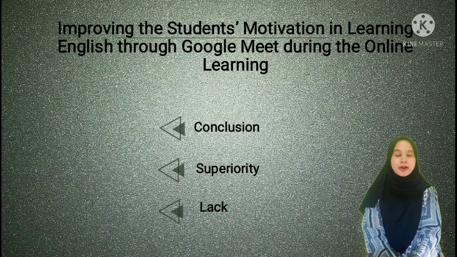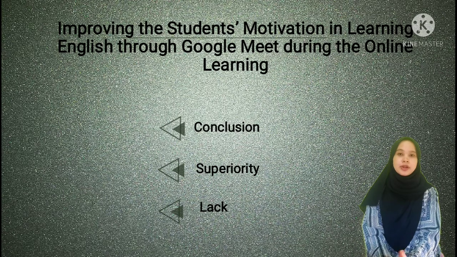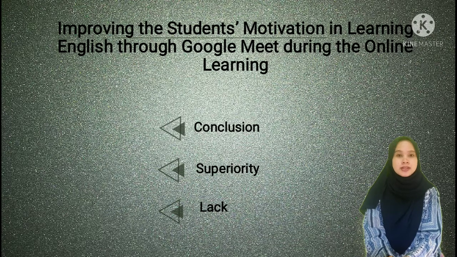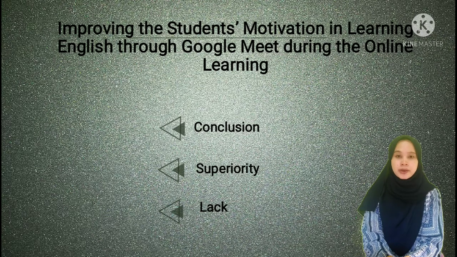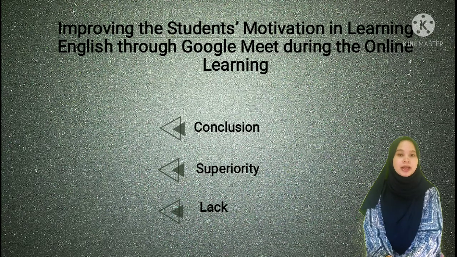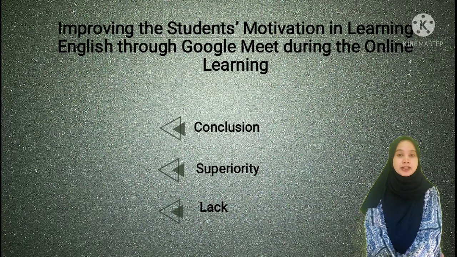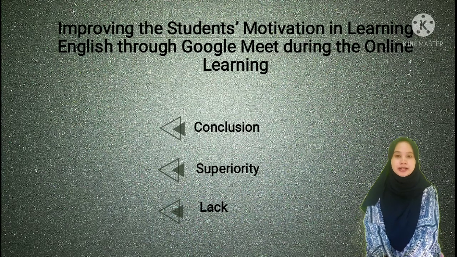And then is superiority of the journal. The advantage of this journal is that it uses simple language, so that it will be easiest for readers to understand. In this journal, research using the classroom action research method is carried out in 2 cycles, so that it is easier to find out the effect of using Google Meet on student learning motivation, and it shows that the use of Google Meet media can increase student learning motivation during online learning.